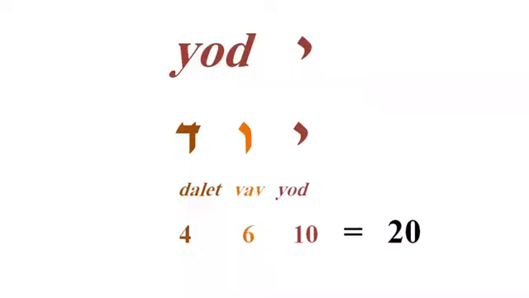And Yod, its gematria is 10, its place value is 10. But if we take Yod and spell it out, it's Yod, Vav, Dalet. Well, Yod was 10, Vav is 6, Dalet is 4. You see what I'm doing? Even though Yod is 10, the letters that make up the word Yod add up to 20. That's interesting. Okay?